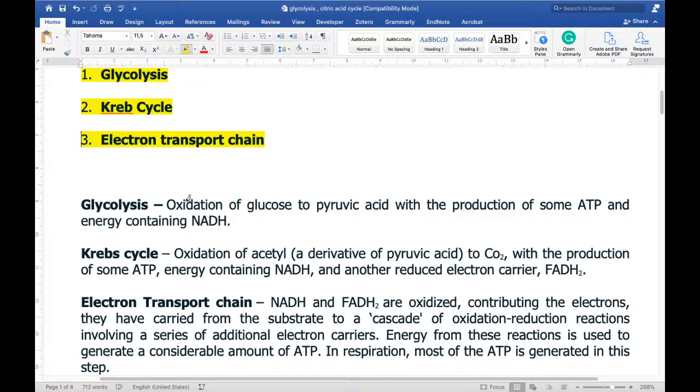So how does glycolysis work? In glycolysis, what is really happening is the oxidation of glucose to pyruvic acid, with the production of some ATP and energy-containing NADH. As the name says, lysis, something is being broken up here. Your glucose is broken up by oxidation, glycolysis, to pyruvic acid. At the end, you have pyruvic acid produced, and some energy is also produced in the form of ATP and NADH.